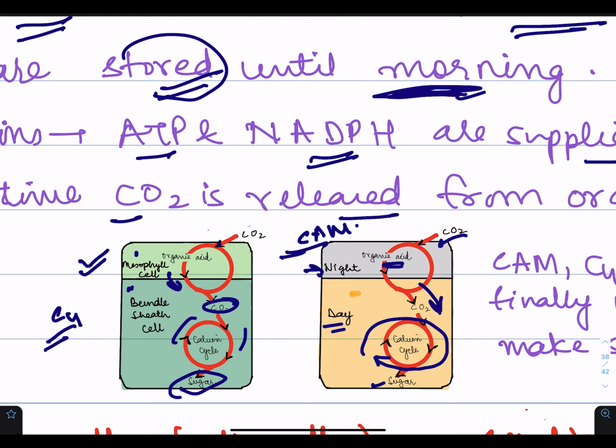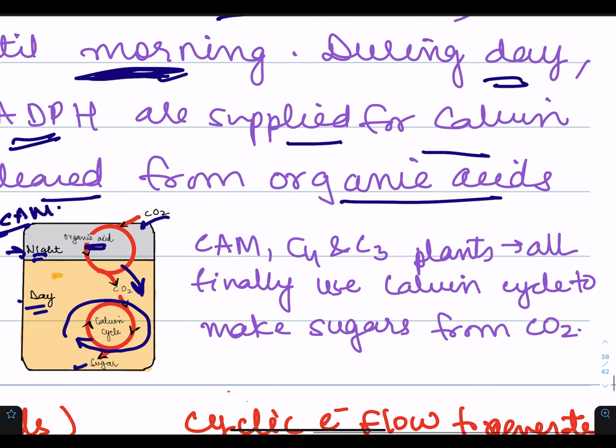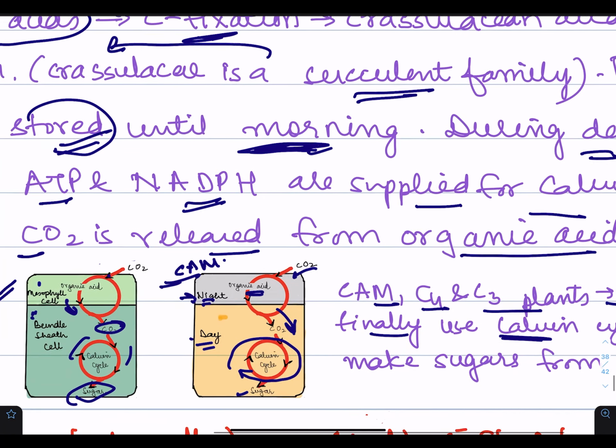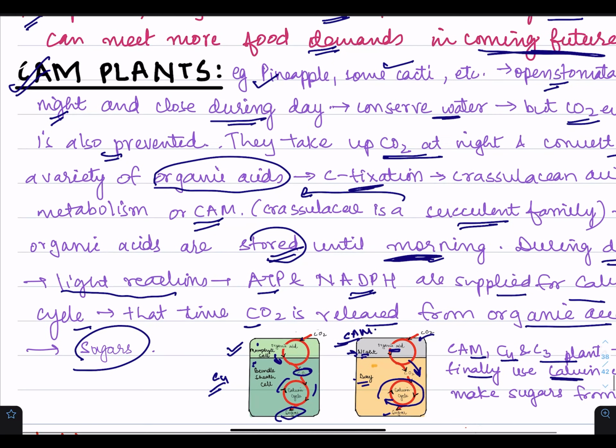So these mesophyll and bundle sheath cells are not like this. The same thing they are doing in night and day. CAM, C4 and C3 plants all are finally using the Calvin cycle. Don't forget, the Calvin cycle is occurring in all these three plants to make sugars from carbon dioxide. So the ultimate way of producing sugar is the Calvin cycle only.